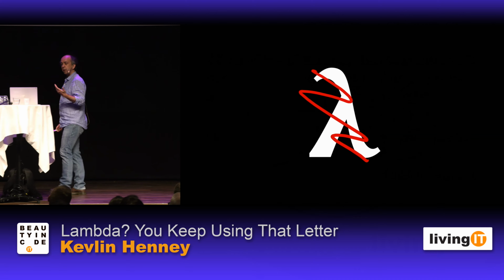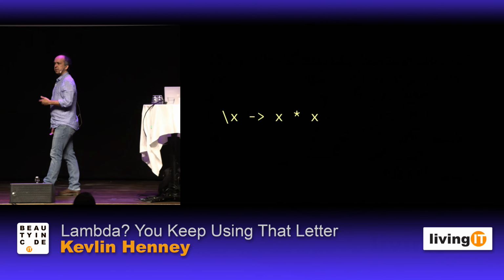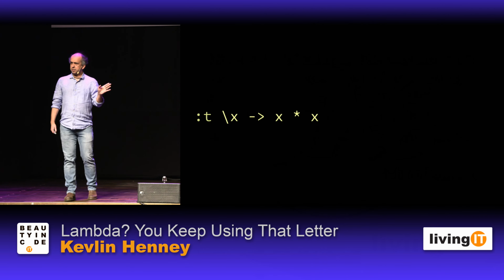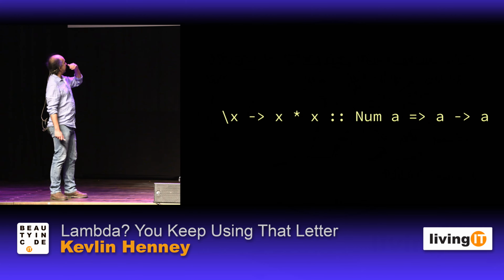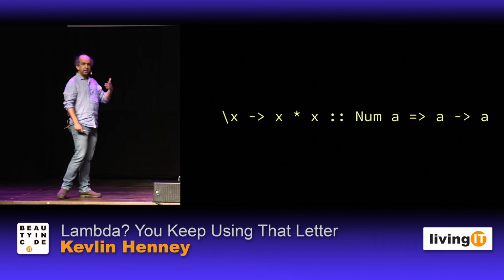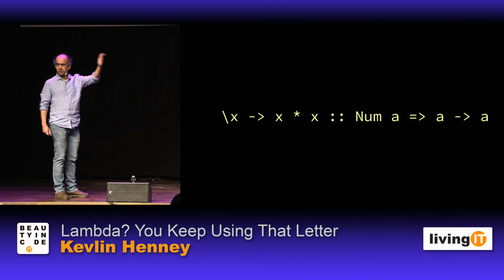Well, to understand why, let us explore a little bit. So this is a lambda in Haskell. This is our square. If I use the Haskell interpreter and ask it to tell me the type of this, it will tell me this deals with classes of numbers, and you apply it and get the same type as the result. So lambdas have a type.